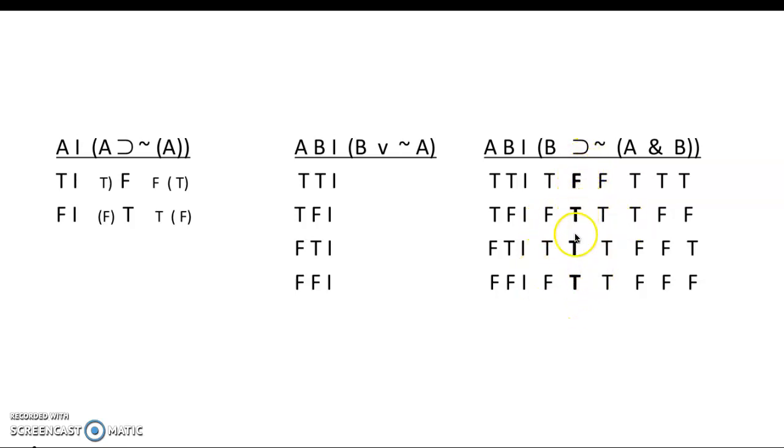And so right here in this column, highlighted in bold, you see that these are the truth conditions for this complex sentence under these various interpretations or assignments of truth values for its atomic or simple sentence letters.